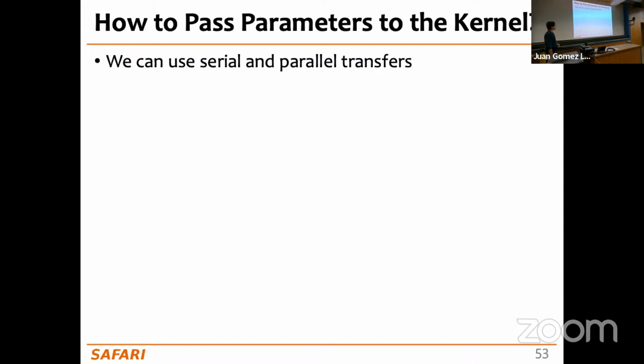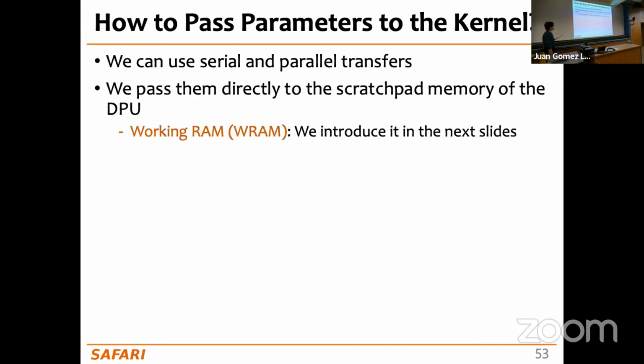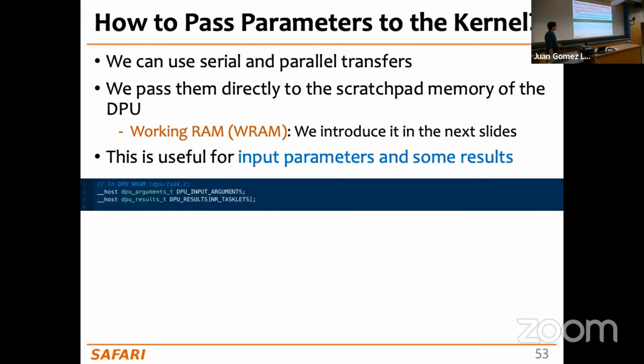So we can use either serial or parallel transfers, and there is a way of directly moving these parameters to the WRAM, the working RAM. We will introduce it in the next slides. It's true, you have already seen the WRAM in one figure, but not with enough detail. But this WRAM, as you may remember from that picture, is closer to the pipeline, right? So yeah, it makes sense to put the parameters closer to the pipeline because the threads running in this pipeline are going to need these parameters to perform the computation that the kernel dictates.